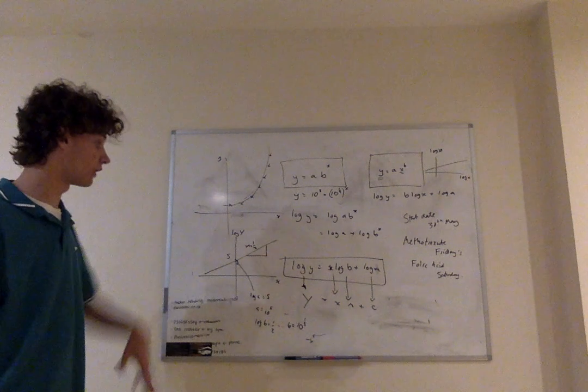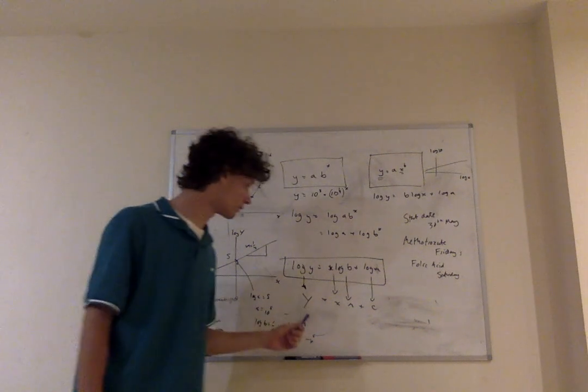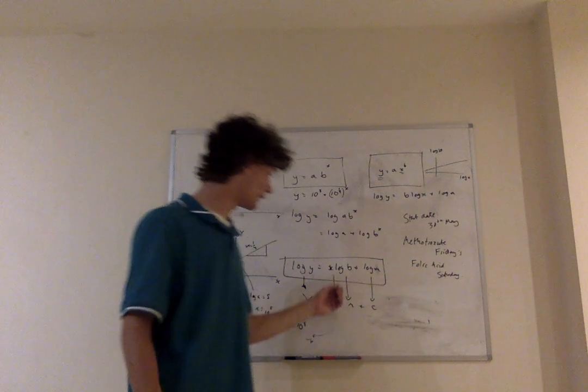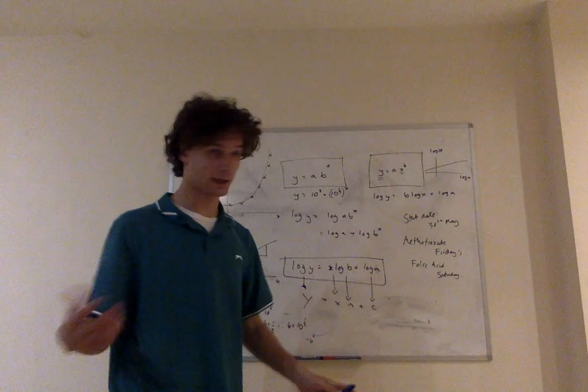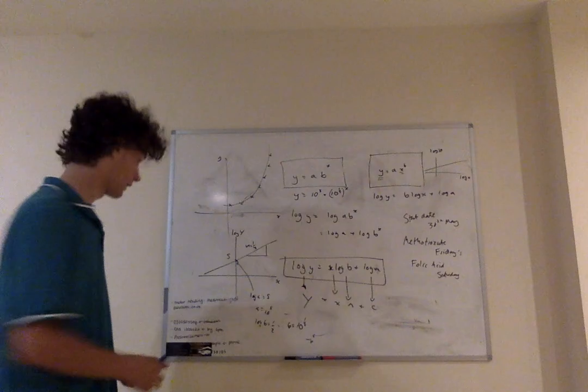Now, if you plot that on a graph, it will look like a linear graph, and this is a linear equation. So you can equate that to y equals mx plus c, with the log b being the m, the x being the x, and log a being the c. And then you plot that on a graph with log y being the y-axis and x being the x-axis.